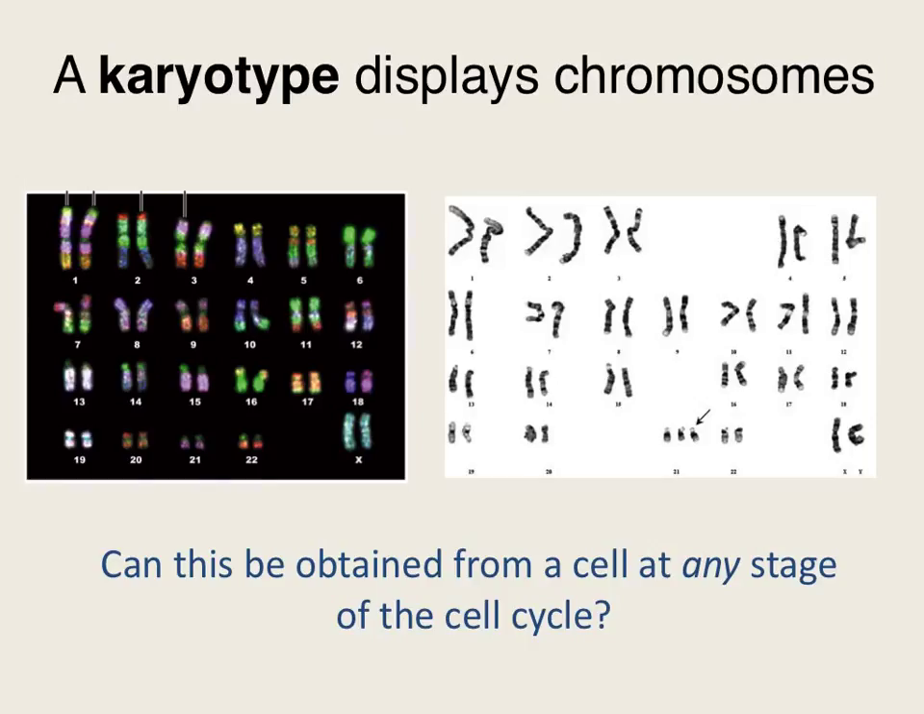So a karyotype will display chromosomes and what they look like. It can be obtained from a cell at any stage of the cell cycle. As you can see, here on the left is a nice, beautiful karyotype. Here on the right is a less beautiful karyotype. Here you can see the X chromosome and the Y chromosome.